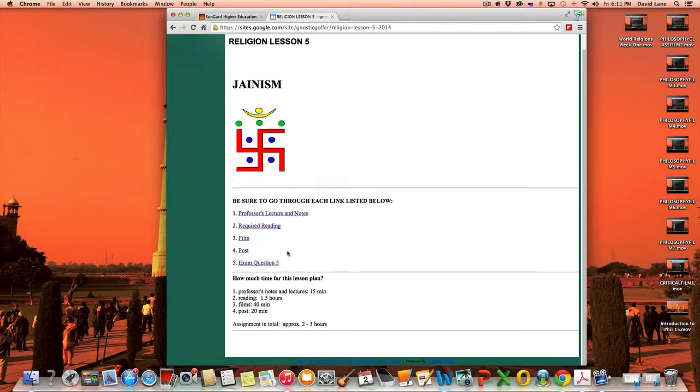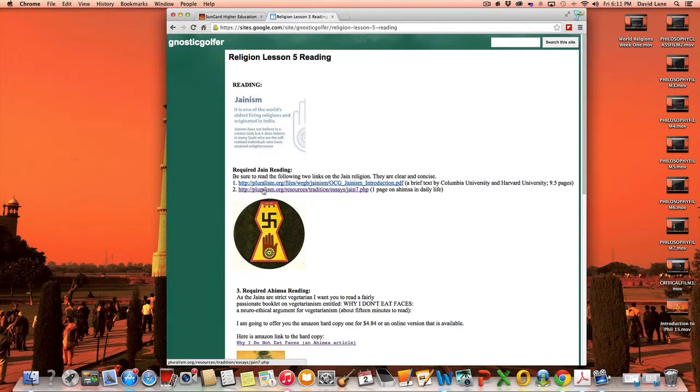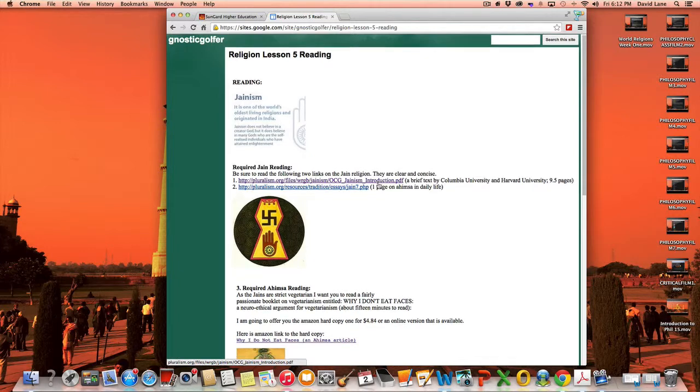Again, thankfully, a shorter lesson plan. Again, lecture and notes, the required reading for this one. There's this one page explaining ahimsa. The Jain religion is based on the concept of ahimsa, or nonviolence. It means compassion. There's also, I really like, Columbia University and Harvard University put together religious material, articles on the different religions, and this one on Jainism is very short and clear.